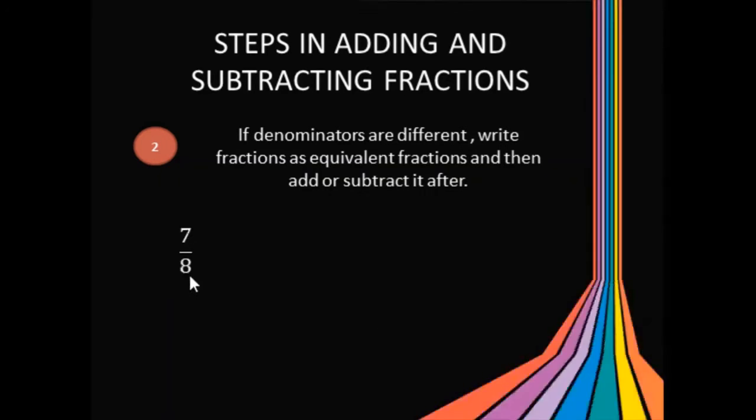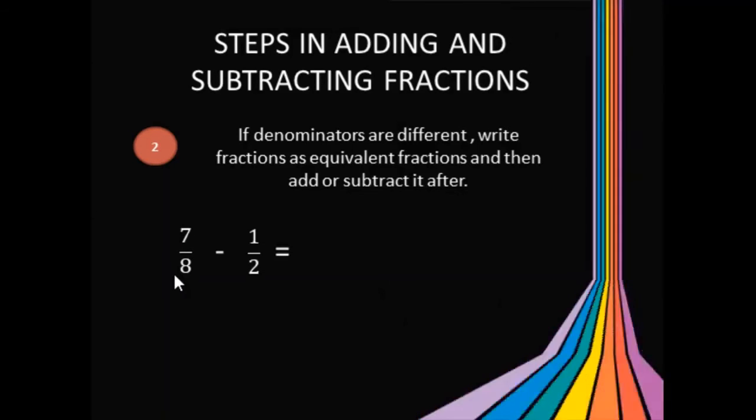We have 7/8, and let's subtract now, minus 1/2. Again, 7/8 minus 1/2. Our denominators are the same or not the same? Not the same. Very good. So what are we going to do? Find their common denominator. What number is divisible to 8 and to 2?